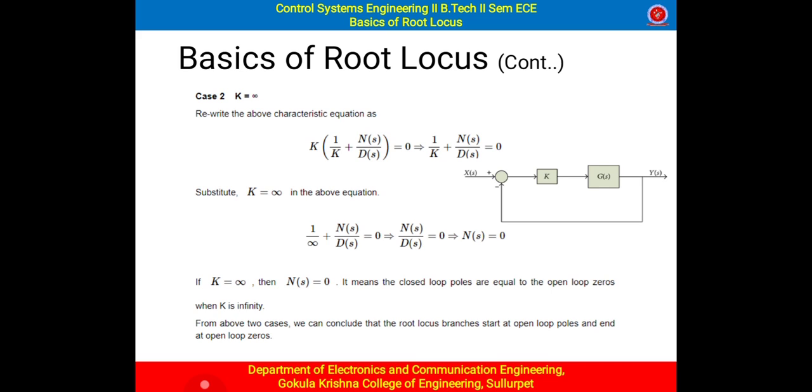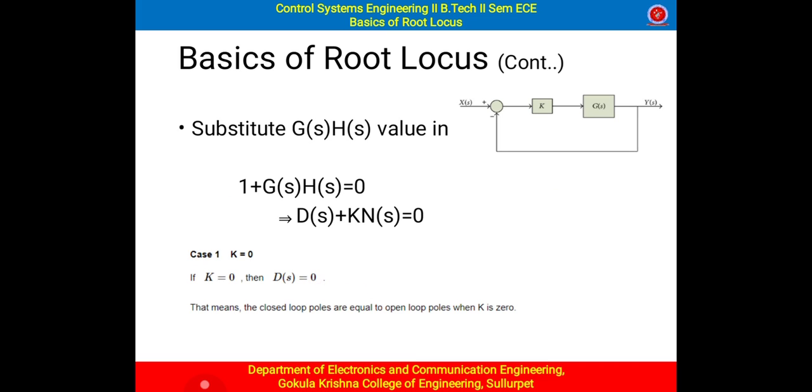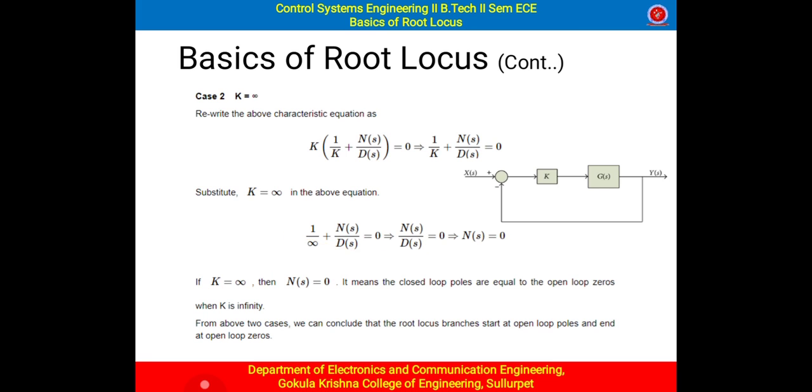Now coming to K equal to infinity, what is K equal to infinity? The ending point of the root locus. So we are substituting K equal to infinity, and before that we are rewriting this particular expression 1 plus G(s)H(s). When we substitute the P by Q form, we are rewriting it, and we are actually getting 1/K plus N(s)/D(s) equal to 0, and then we are substituting K equal to infinity. In that case we are getting N(s) equal to 0.